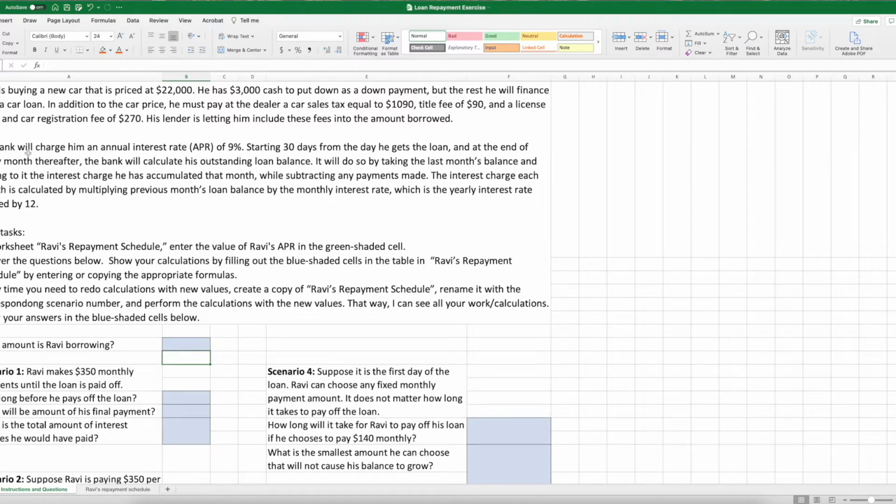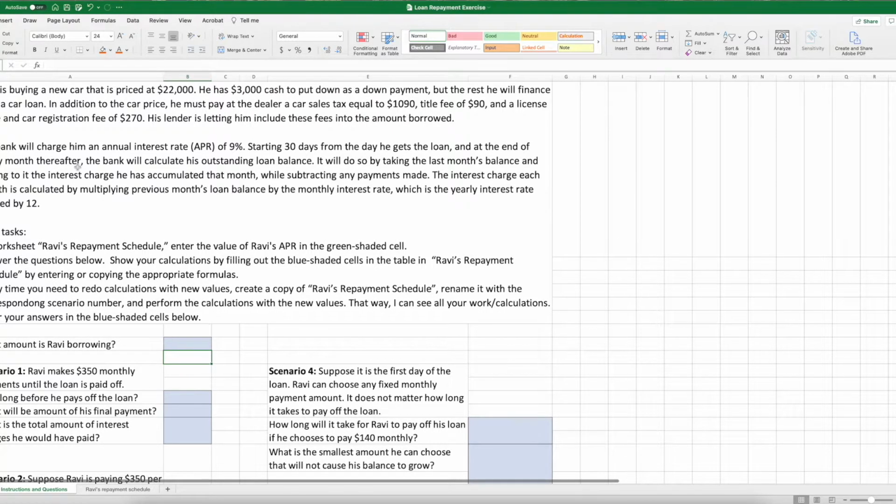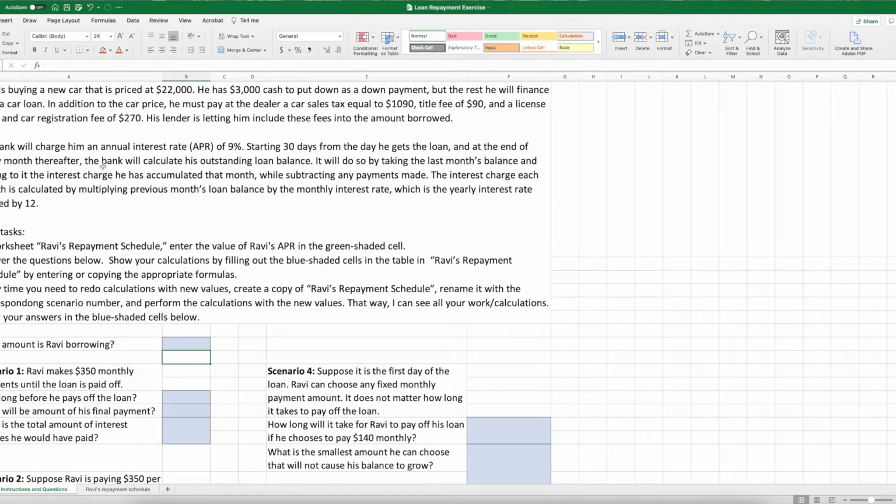Okay, his bank will charge him an annual interest rate, also called APR, of 9%, starting 30 days from the day he gets his loan and at the end of every month thereafter. So every 30 days, the bank will calculate his outstanding loan balance. So how will the bank calculate his outstanding loan balance every 30 days? It'll do so by taking the last month's balance and adding to it the interest charge he has accumulated that month while subtracting any payments made.